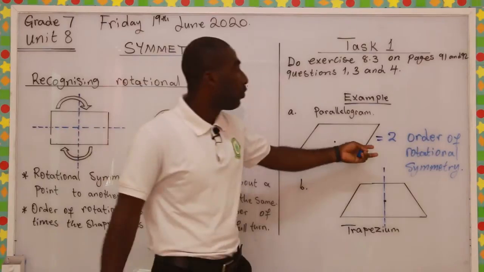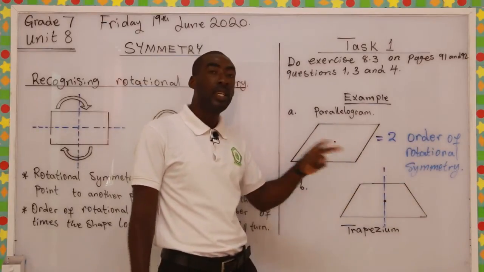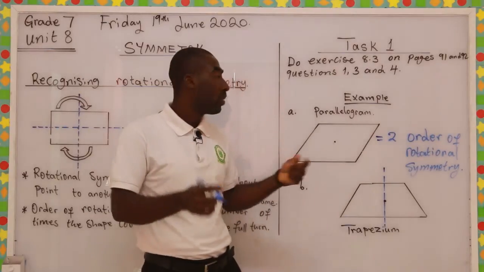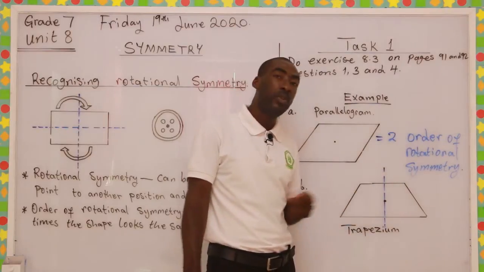Okay, so this will give you 2 order of rotational symmetry, which means you can turn it in 2 forms to complete a rotation, and that will give you the order of rotation.